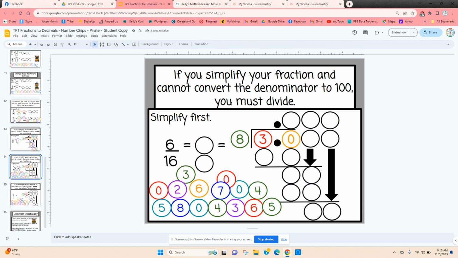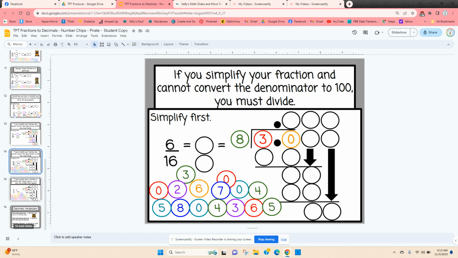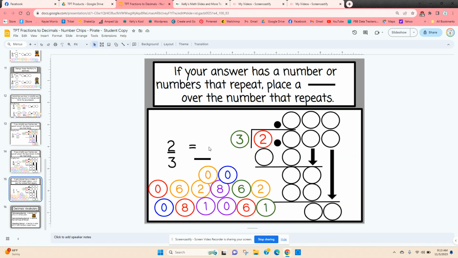They're going to do the same thing on the next slide. Here, when they simplify, they get 3/8, so 3 divided by 8. And then on this last one, they're going to get a repeating decimal as an answer. So here, they're going to end up with a 6 that repeats. And so they're going to use this little bar over the 6 to show that it's repeating.